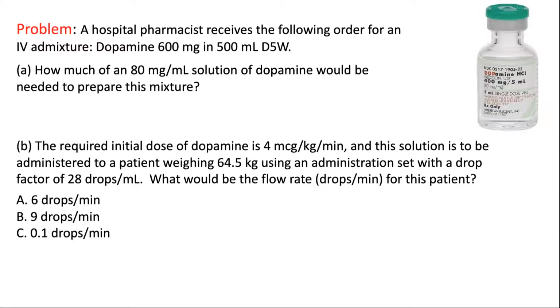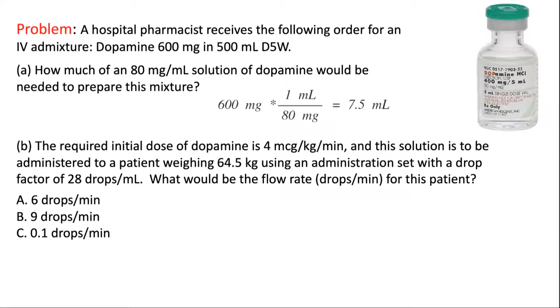Okay, and you can see on the right-hand side that is a typical concentration for a dopamine vial. This is a 5 milliliter vial, but you can see within the 5 mils it has 400 milligrams, which is 80 milligrams per mil. So that's the vial we're going to use. How much of that do we need? I need to suck out of that 5 mil vial a certain volume that gives me the amount I need for this patient, which was 600 milligrams.